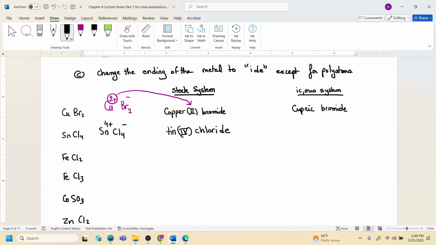And if I want to name this in an IC and OUS system, go to the table, see what's the name of the Sn4+. This is stannic. And then you put a bromide.